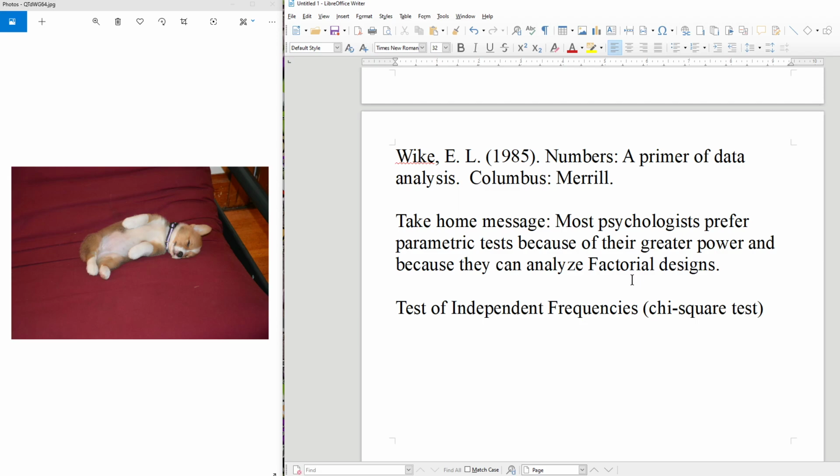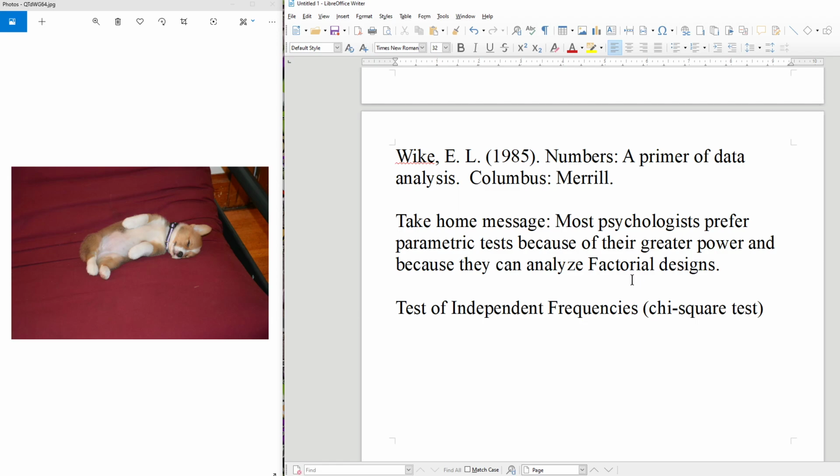If I wanted to know, for example, if the number of Democrats, Republicans, and Independents in Story County was reliably different, that would be the test of independent frequencies. I get a count of the number of Republicans, the number of Democrats, and the number of Independents, and then I would do this test of independent frequencies, the chi-square test, to see if they're different. So we're not comparing means, right? Means is when you add up the scores and divide by the number of scores. We're comparing whether the number of votes one thing got differed reliably from the number of votes another thing got.